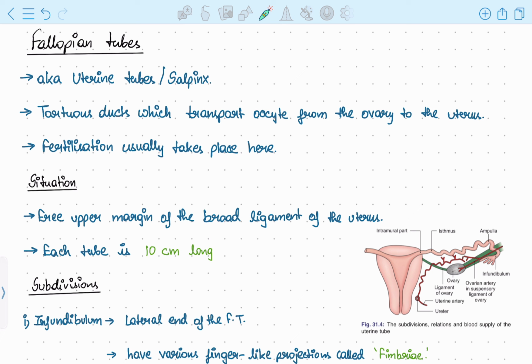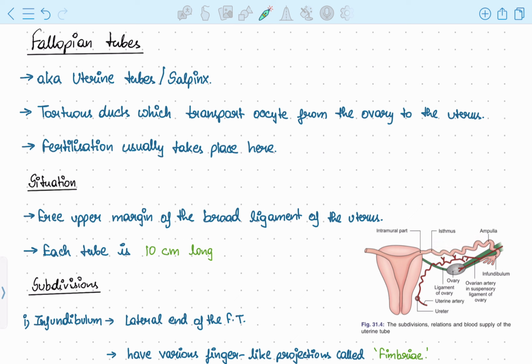Now fallopian tubes are also known as the uterine tubes or the salpinx. ठीक है, these are tortuous ducts. Tortuous मतलब क्या? Tortuous मतलब they are zigzag, right? So this means they are tortuous ducts which transport oocyte from the ovary to the uterus. So we all know that oocyte is formed in the ovary. It needs to travel up to the uterus, and here implantation occurs, right? So for this traveling, the tube which facilitates this movement is the fallopian tube.